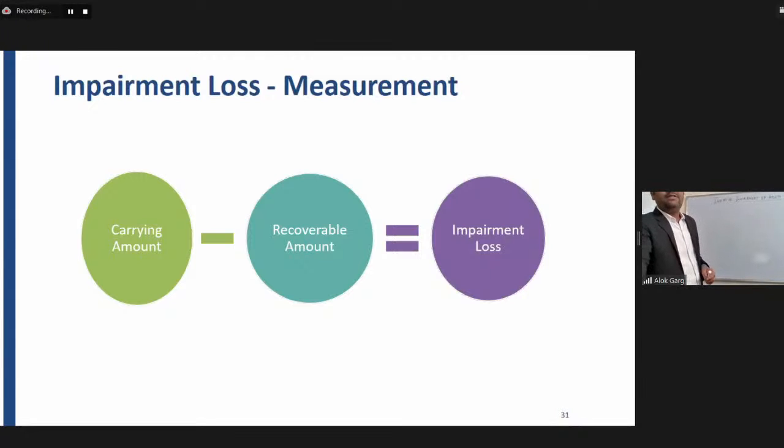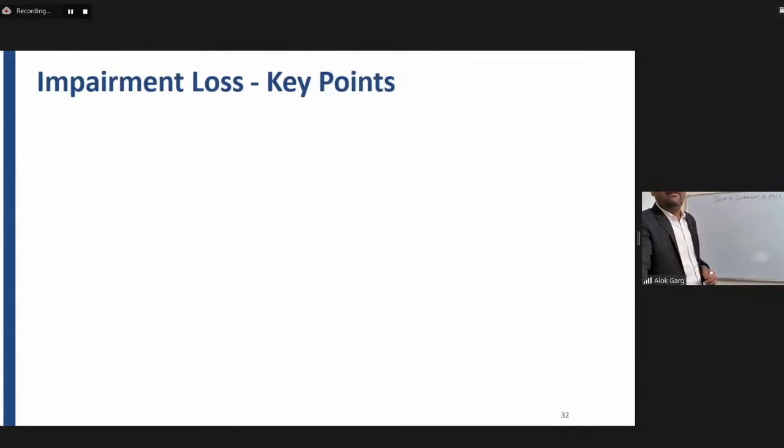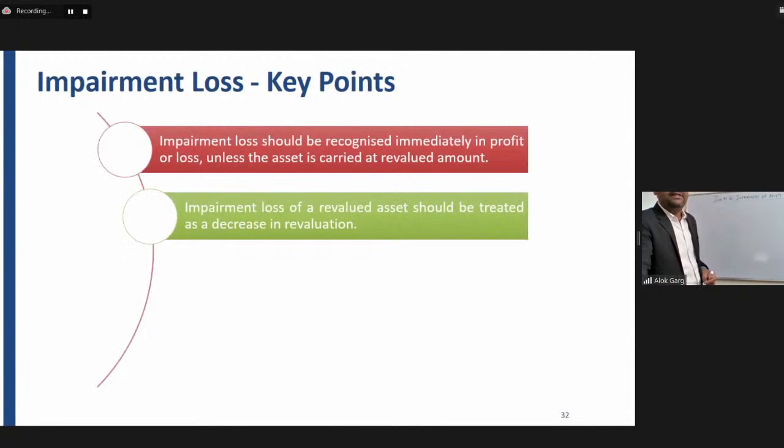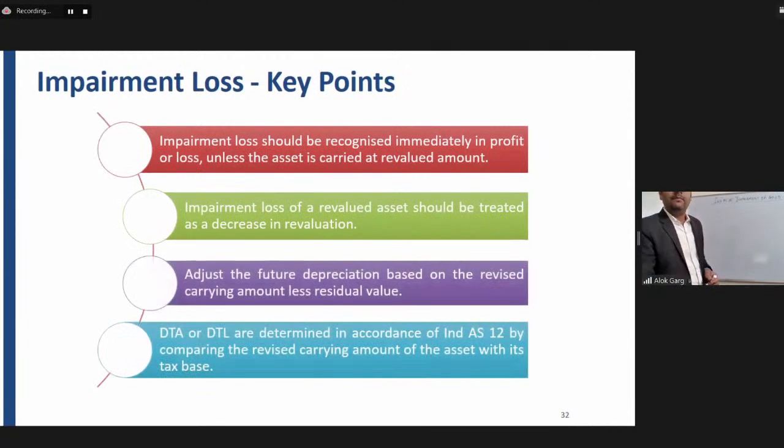Okay, so we discussed this impairment loss is equal to carrying value minus recoverable value. Now we'll discuss some key points. What are those key points?